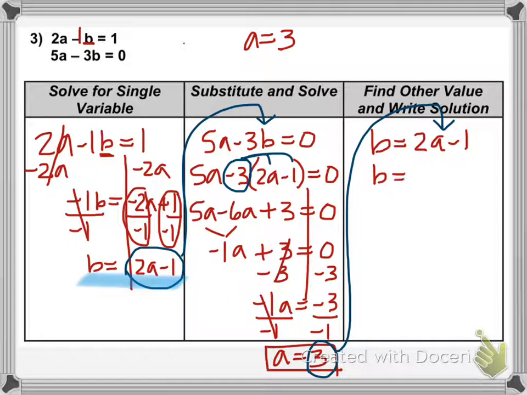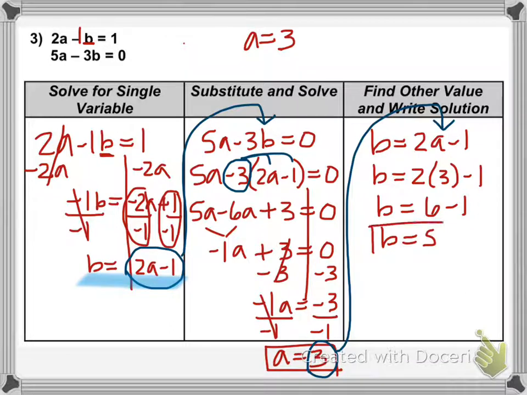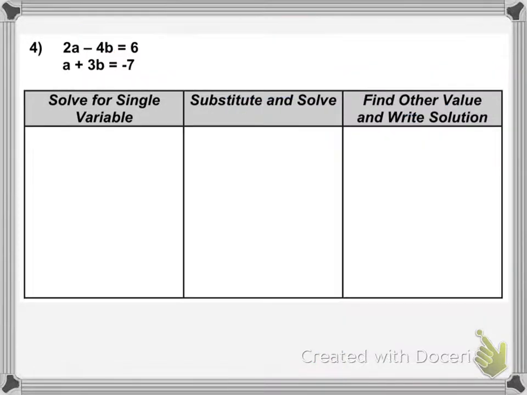So b equals 2 times 3 minus 1. 2 times 3 is 6, and 6 minus 1 is 5. So b has a value of 5. And then, of course, you could check your answers by plugging these in. All right. Let's try a few more.